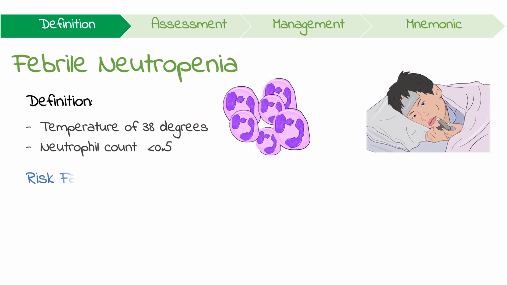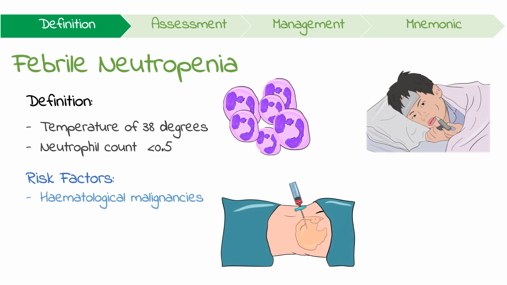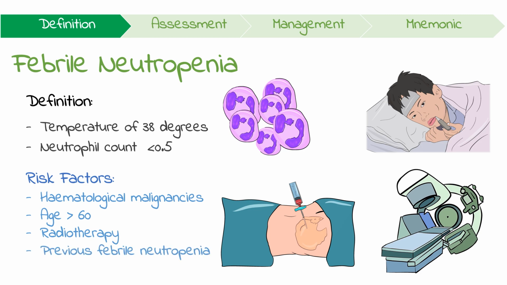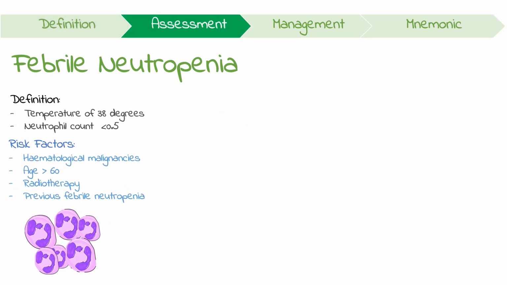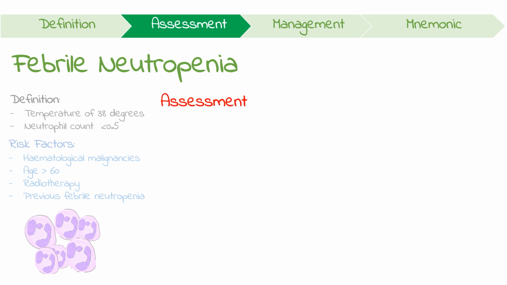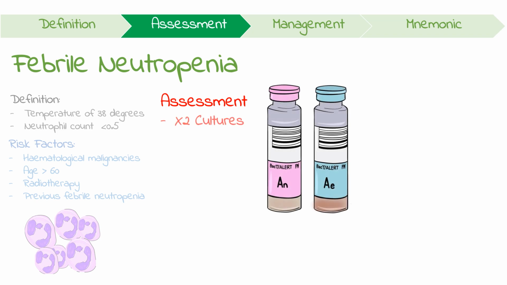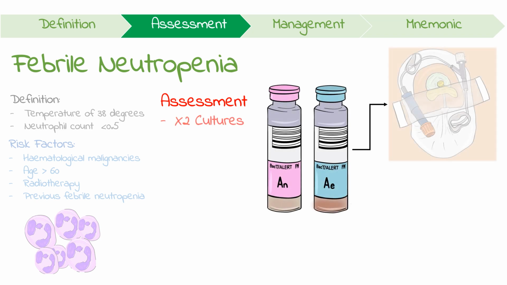Some important risk factors include hematological malignancies, age above 60, concurrent radiotherapy, and previous episodes of febrile neutropenia. Now, it's extremely important to characterize the infection. We want to know what it is and where it's coming from. And this is where people make their first serious mistake. You must collect at least 2 sets of cultures, at least one from each central venous access device, and at least 1 set of cultures peripherally.